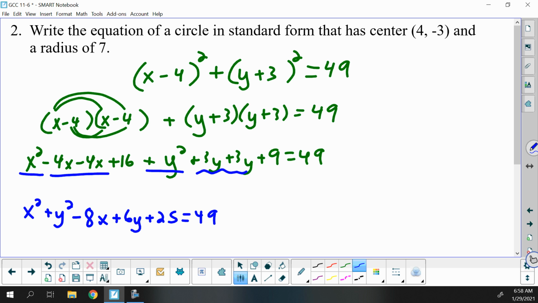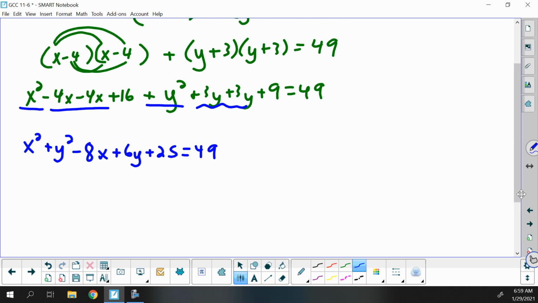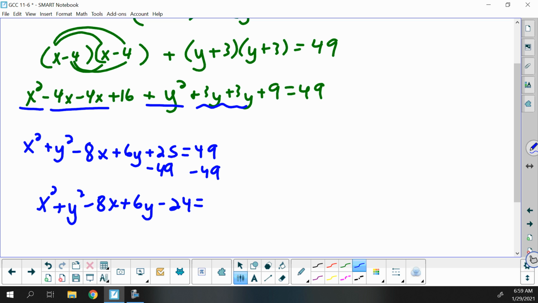So we're just about in standard form. The last thing is we need to make sure it's equal to 0. So we got to bring the 49 over with the other constant by subtracting it over. And this is then the standard form of our circle.